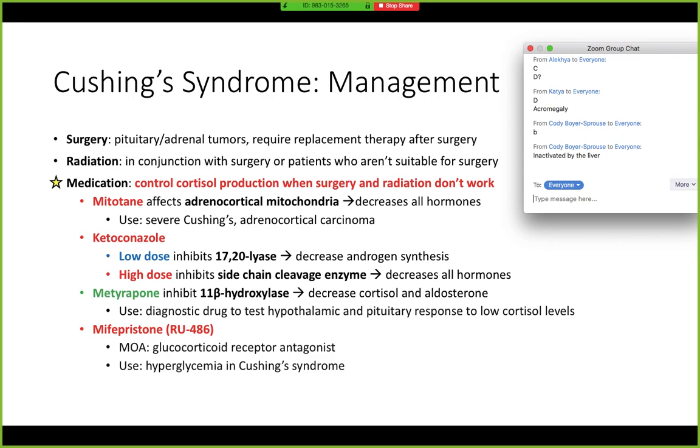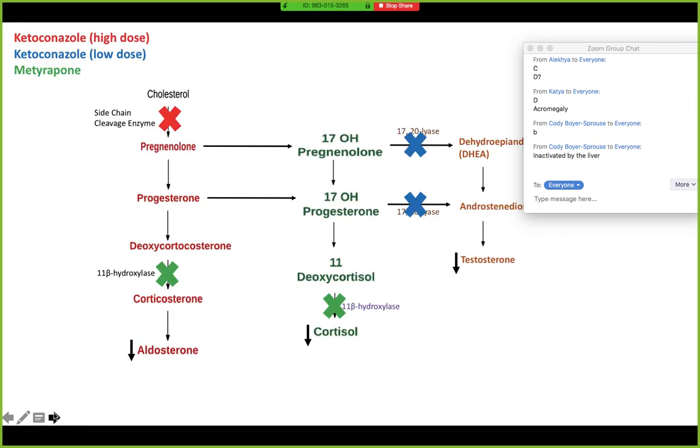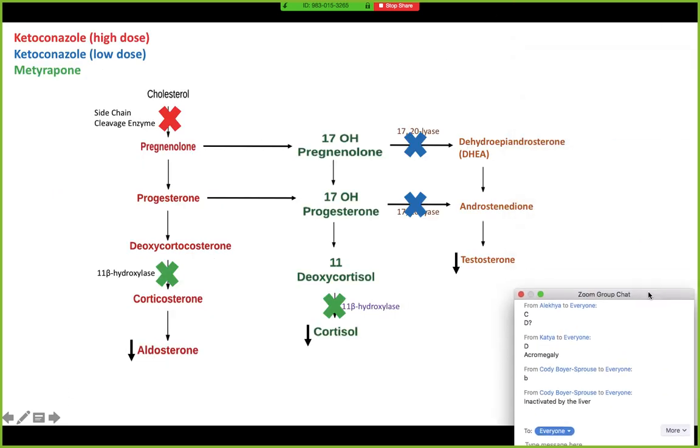Okay, so when you're managing Cushing's syndrome, your first options are going to be surgery and radiation. However, in cases where either surgery and radiation do not work or the patient is not a candidate for surgery, you're going to prescribe medication to control cortisol production. So I would definitely be familiar with where these different medications are working. So I'm just going to kind of skip ahead here to the picture.